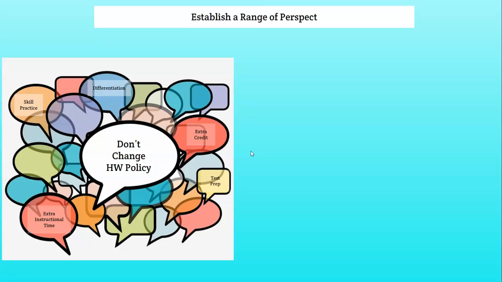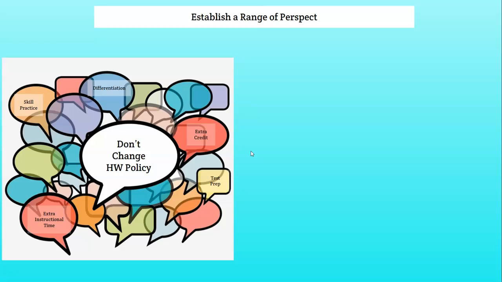And what I want to do is group them within my paper and talk about how they relate to each other. What are their similarities and what are their differences? Their similarity is they think we should stay with the current approach to homework, but they all have a different reason why. And we can talk about how they support each other. For example, skill practice and test prep obviously relate to each other. Extra instructional time and differentiation, there's an opportunity to talk about how those two support each other.